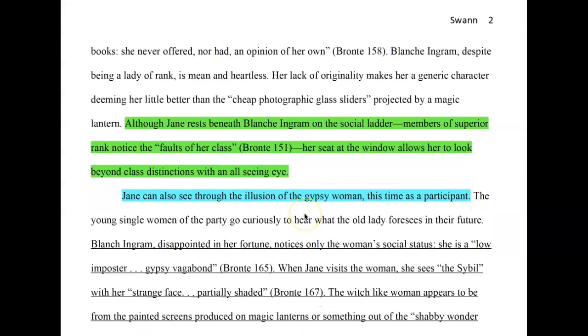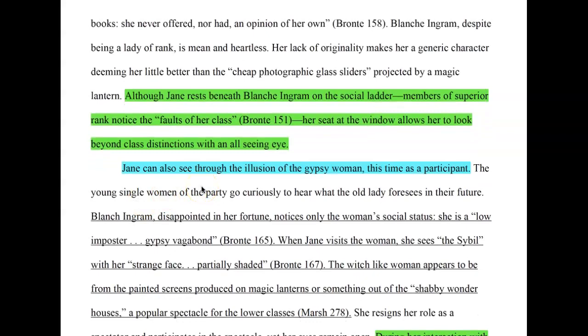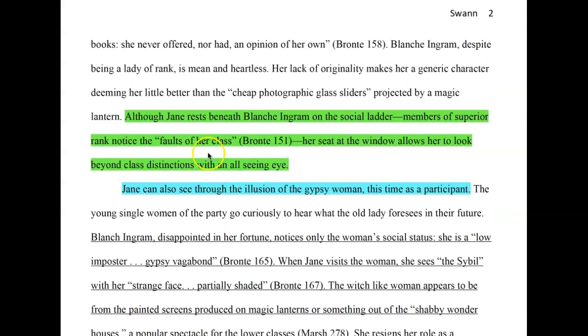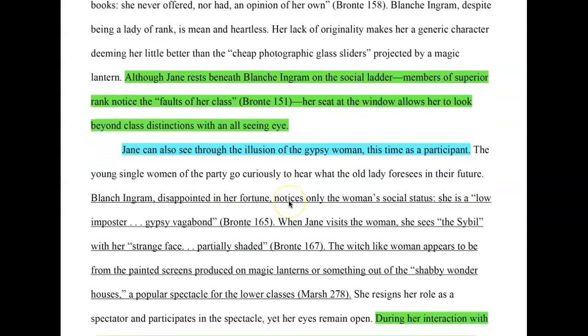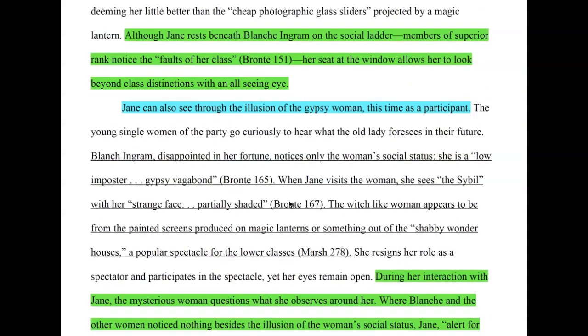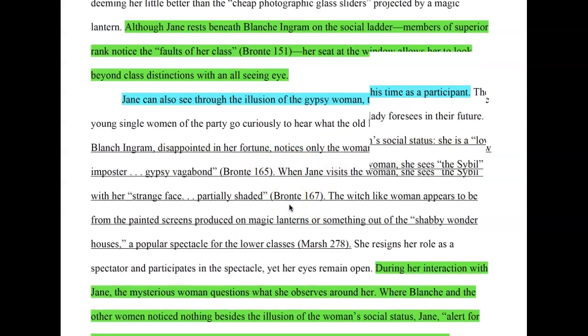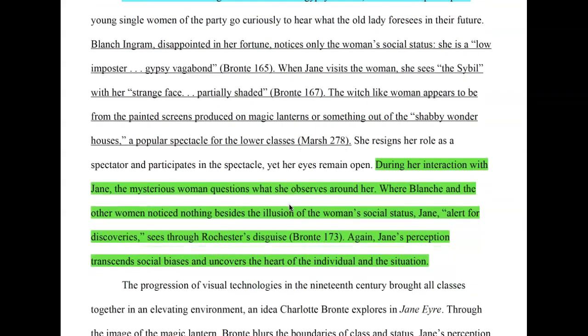If we look at my next body paragraph, I have another topic sentence that relates to my thesis statement in some way. Jane can also see through the illusion of the gypsy woman, this time as a participant. So here she's an observer, here she's a participant. And then I have my support or my textual evidence with my in-text citations that are integrated into my work. And then I have my analysis or my connection back to my thesis statement.